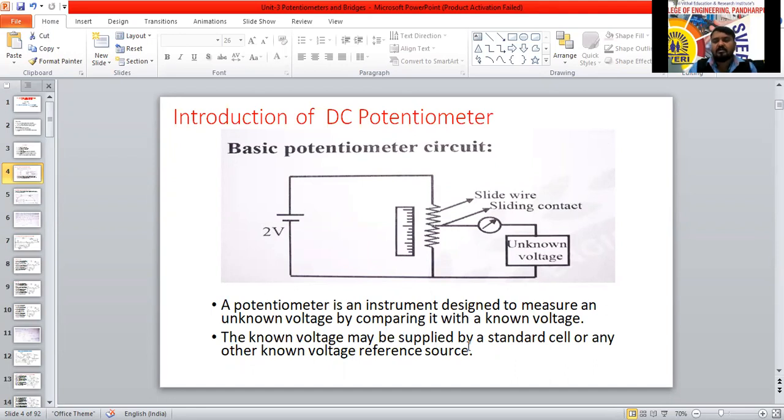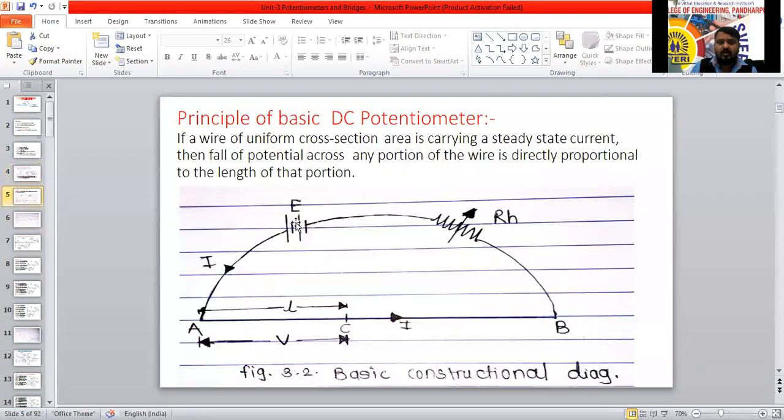Now the known voltage may be supplied by a standard cell or any other voltage reference source. Here we have considered a long wire AB, which has a uniform cross section. The cross section of that wire is the same everywhere, but the total length is AB. I will provide the supply of E here, and by varying this rheostat we can control the current. I will fix one current, suppose 5 ampere.